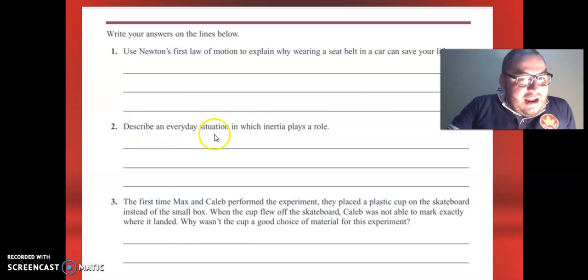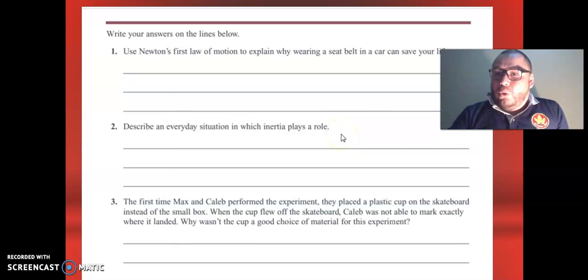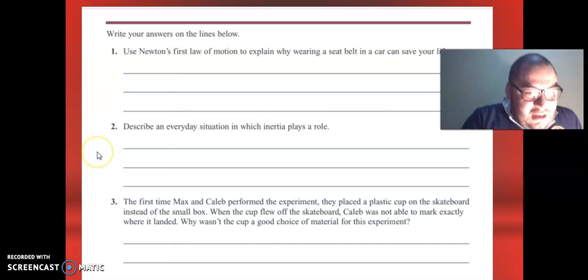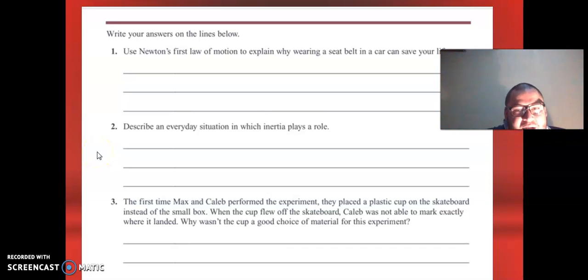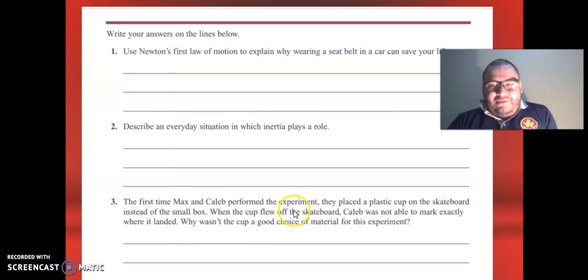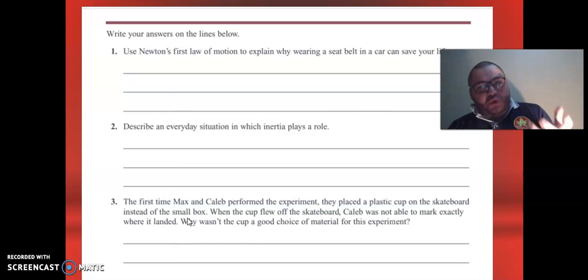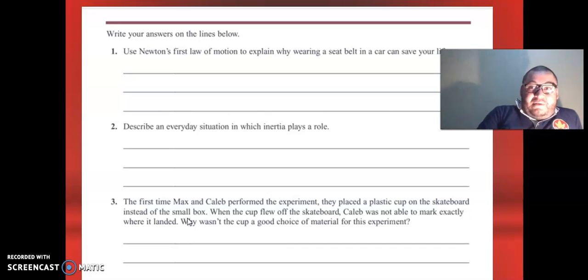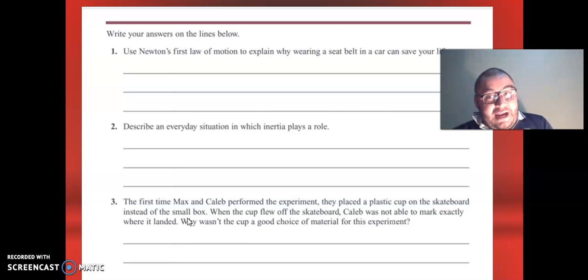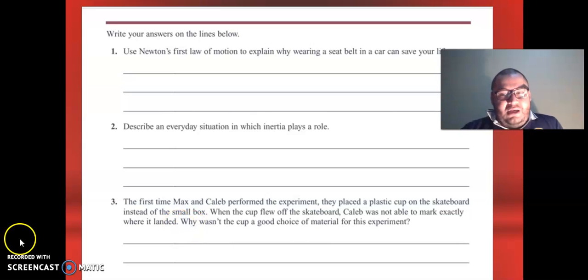Describe an everyday situation in which inertia plays a role. The first time Max and Caleb performed the experiment, they placed a plastic cup on the skateboard instead of the small box. When the cup flew off the skateboard, Caleb was not able to mark exactly where it landed. Why was the cup not a good choice of material for this experiment? I think this answer is about the weight. In this case, plastic and a box are not the same; the consistency is very different. So I think it depends on the matter, the direction, and the speed of the thing caused by inertia. I think it's a good answer.